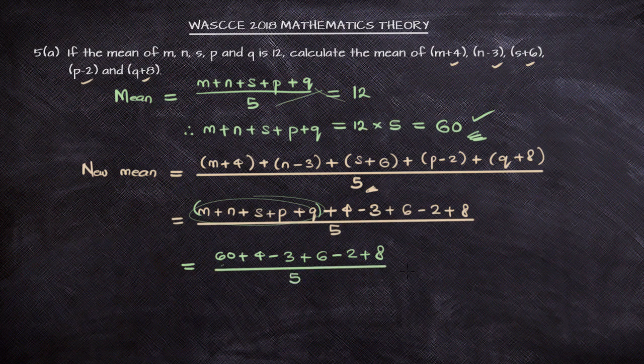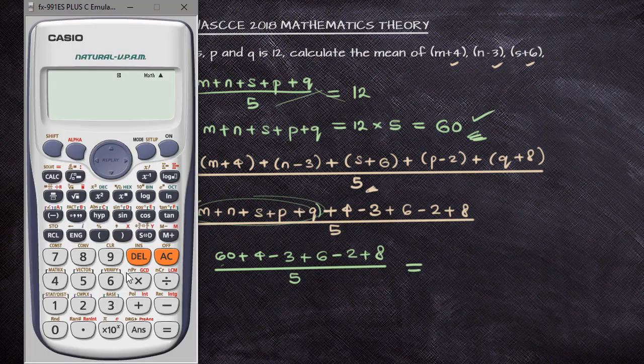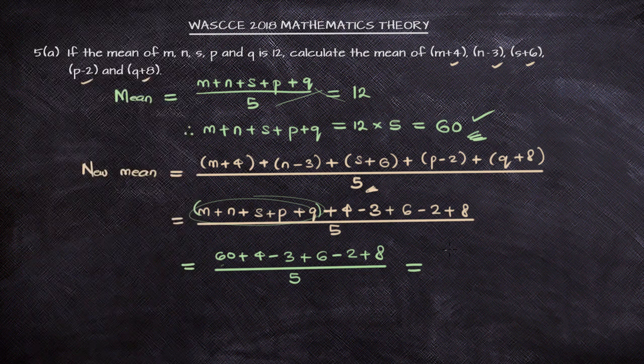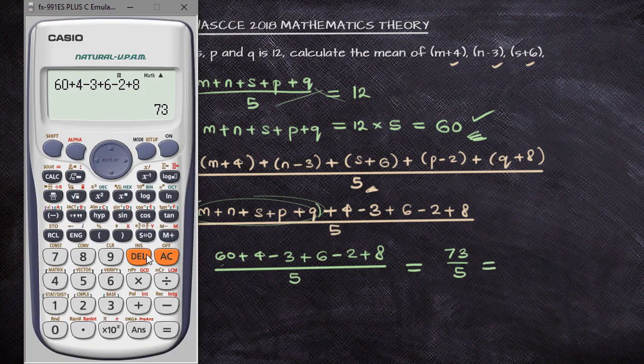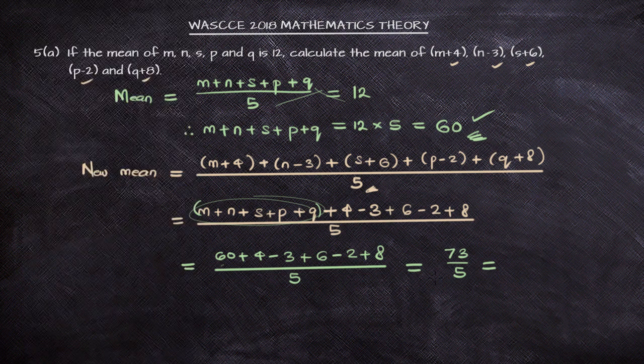5. Alright, if you are to bring our calculator in, we have 60 plus 4 minus 3 plus 6 minus 2 plus 8. That will be 73 divided by 5. And 73 divided by 5 will yield 14.6. So the mean of these numbers is 14.6.